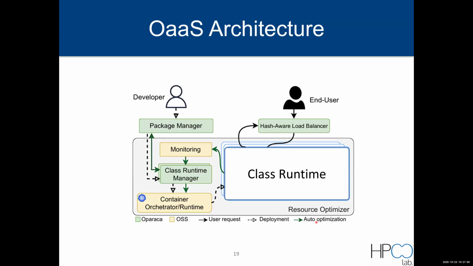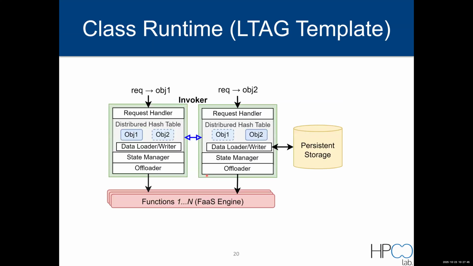So how do we do this? We create an architecture for the OS with a package manager that accepts the deployment package from the developer, and then it is sent to the class runtime manager, which deploys on different types of systems. With this, we can use an orchestrator, or just a cloud API, to deploy the real class runtime. In this class runtime manager, the idea is that the system provider or platform provider decides the templates that work based on their system. One example that we can show is the LTAG template, which comes from the latency, throughput, availability guarantee.